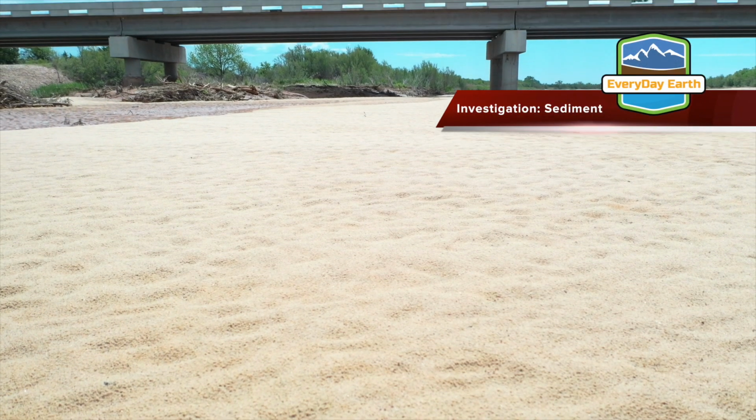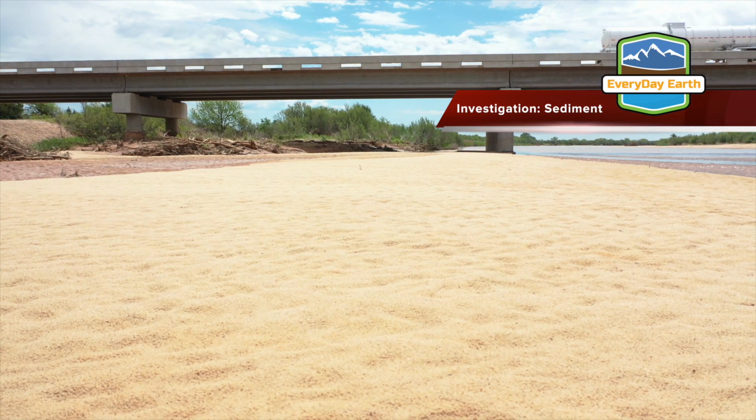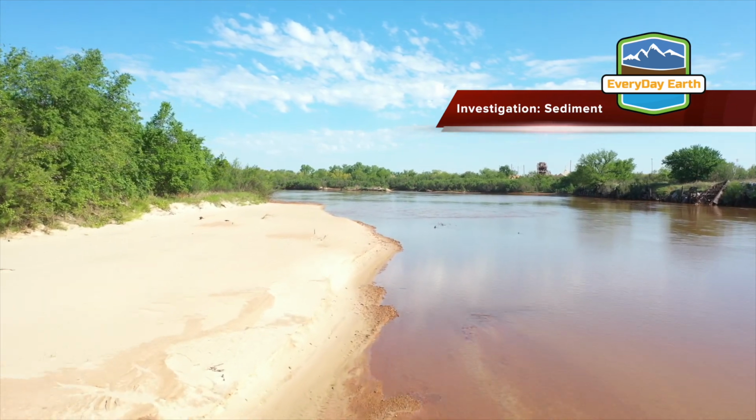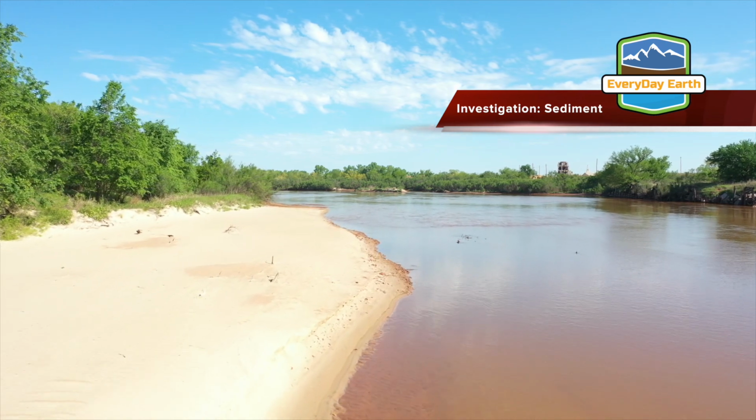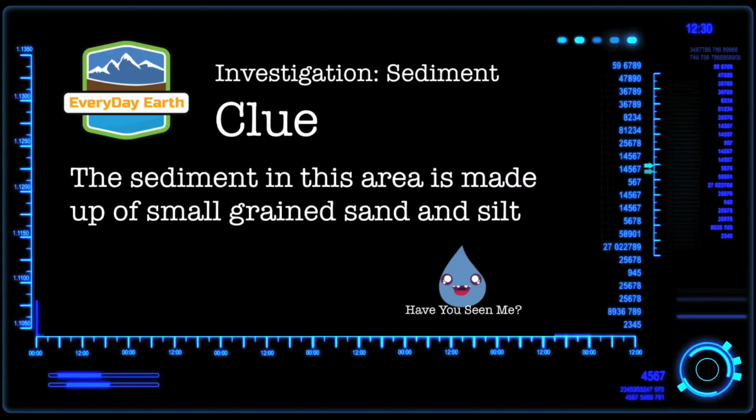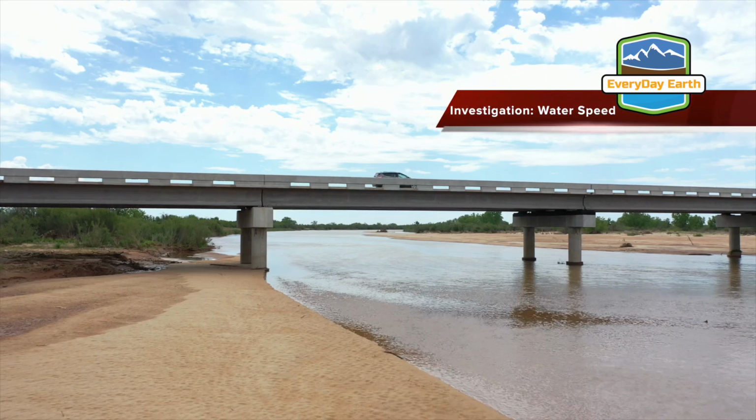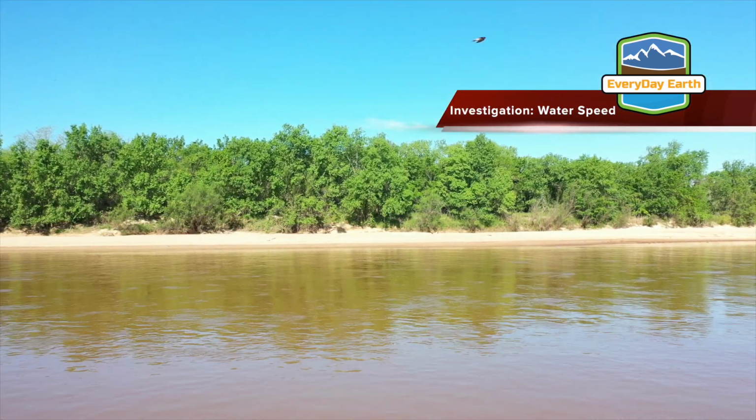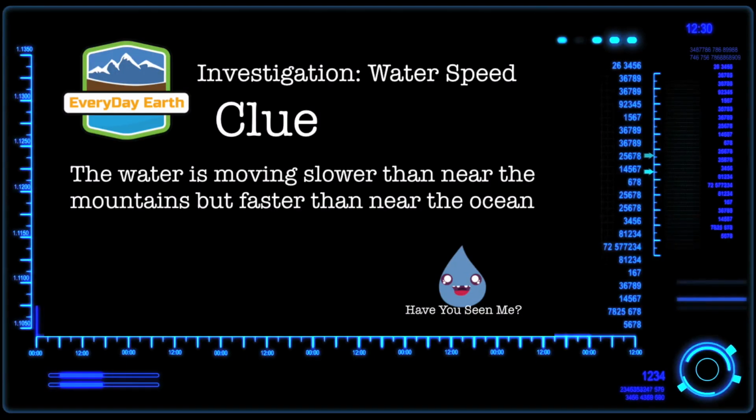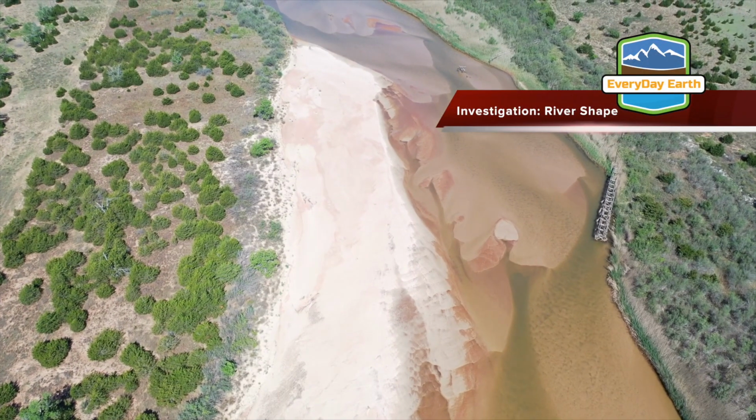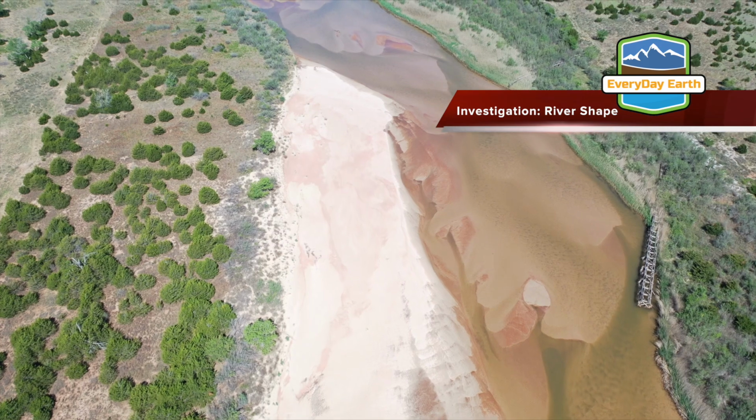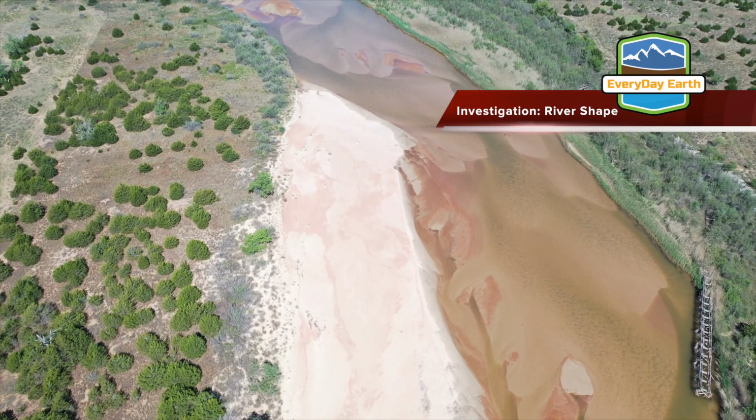Here, the river's sediment is a mixture of finer sand and even finer silts and clays. These are smaller grains than back up in the mountains. The water here is slower than near the mountains, but faster than near the ocean. Here, the river has a main channel that's deeper and wider. It also has a sizable sandbar.